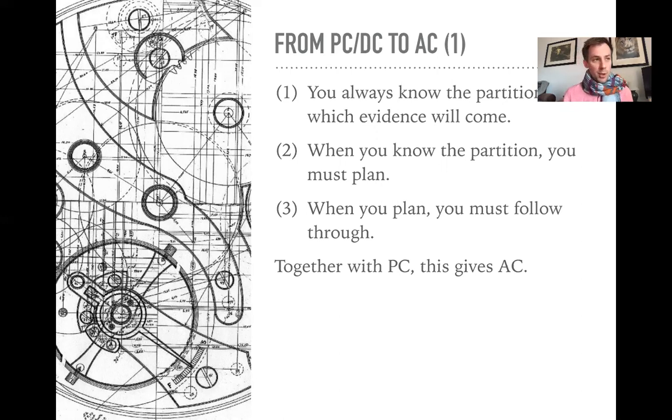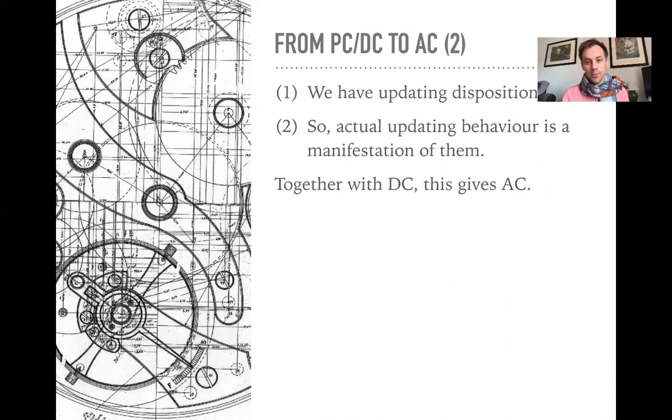Then there's a final step you have to make. When you make a plan, you must follow through on it. So this is a norm that in the philosophy of action literature, sometimes called diachronic continence, proposed by people like Michael Bratman, objections to it by people like Sarah Paul. But if we assume that, then we can get from plan conditionalization to actual conditionalization. Here is a briefer, and I think in a lot of ways much more plausible argument for dispositional conditionalization. Moving from that to actual conditionalization.